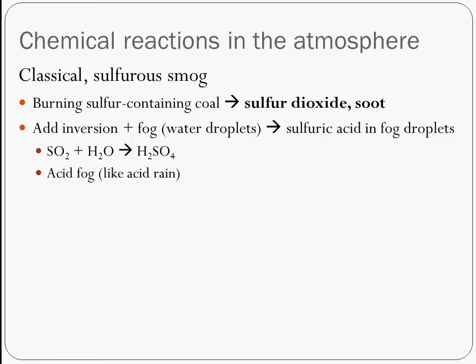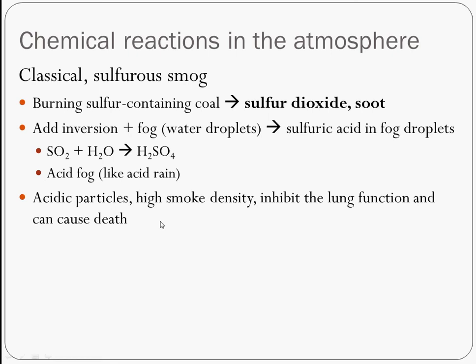If we add an inversion, which means that sulfur dioxide and soot are going nowhere, and add in also fog or water droplets, what we end up with is sulfuric acid in fog droplets. So you can imagine this going bad rather quickly. Here's the reaction, which you've probably seen before when thinking about acid rain. We've got sulfur dioxide plus water, so it goes into the fog droplets and forms sulfuric acid, and you get an acid fog, just like with acid rain. Except that people tend to breathe the acid fog, which is where the main problems come from.